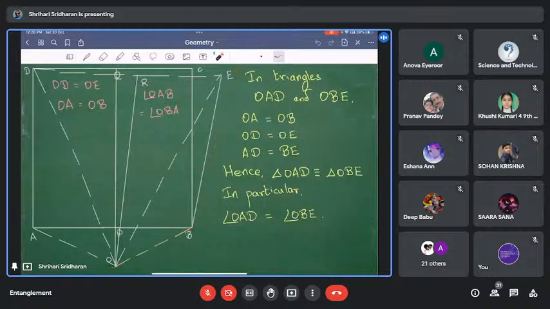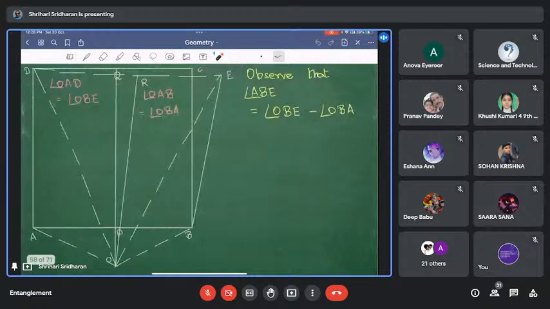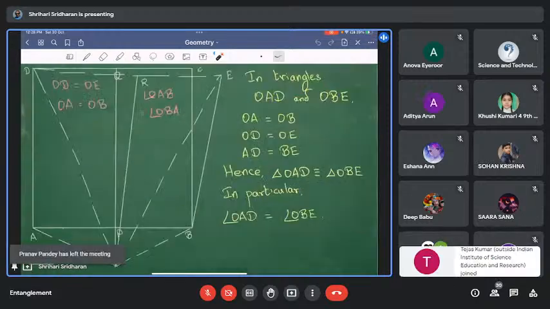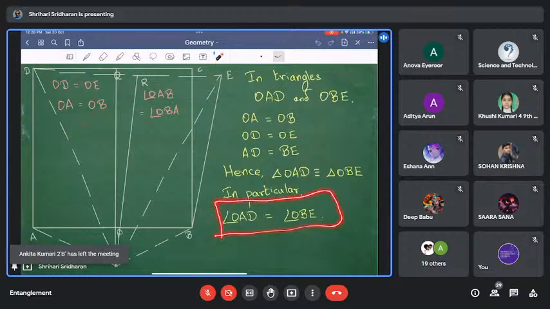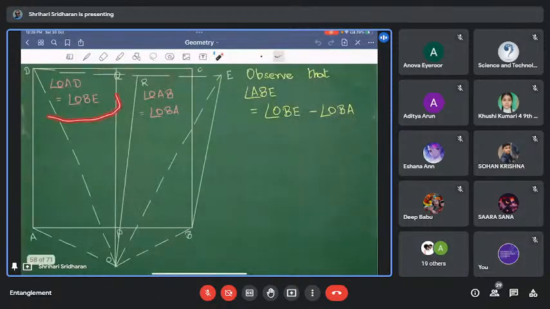So I'll write this again. Inside here, I'm no longer interested in these things between the sides. I've already made use of them over here. And so I'll remove these and I'll write this equation of the angles, angle OAD equal to angle OBE. This is exactly what I have.